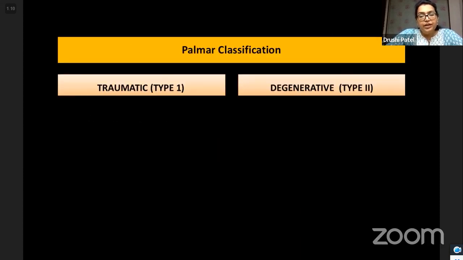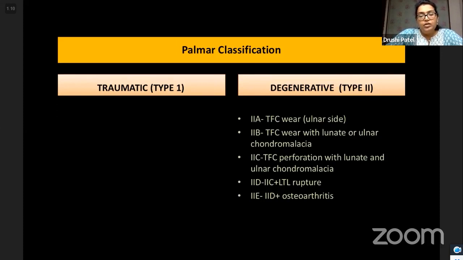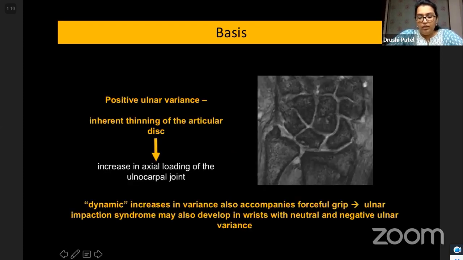Now coming to the degenerative type, or type 2, of the Palmer classification. These are a continuum of findings, which we'll see in the subsequent slides. It's important to state that the degenerative Palmer classification is the same as the ulnocarpal abutment changes sequentially as they appear. The prerequisite usually is an associated positive ulnar variance, so there is an inherent thinning of the articular disc, and with the increased axial loading at the ulnocarpal joint, gradually it is the TFCC that shows degenerative changes and then the adjacent bones.